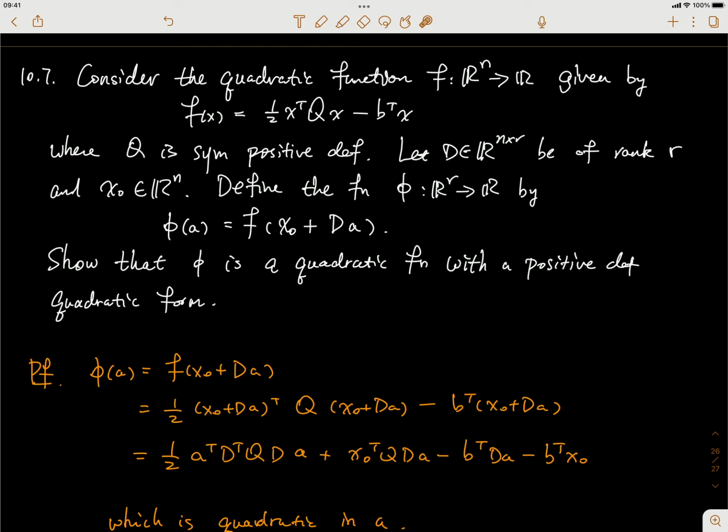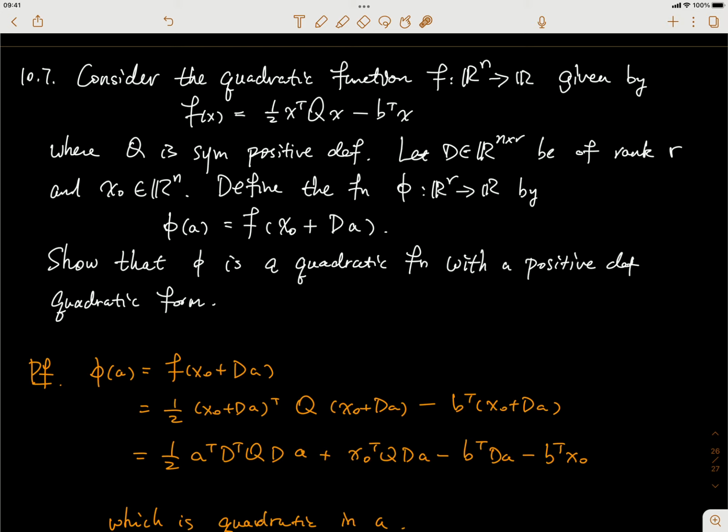So that means the number of columns cannot be bigger than the number of rows. So it should be some tall matrix like this with n rows and r columns, and r can be as large as n, but cannot be larger than n. And let's say x naught is some given vector.